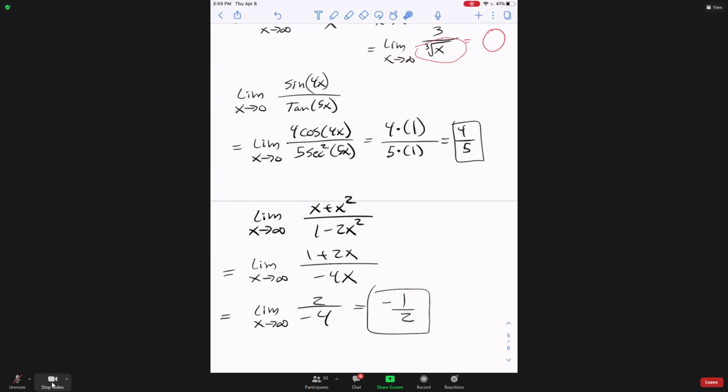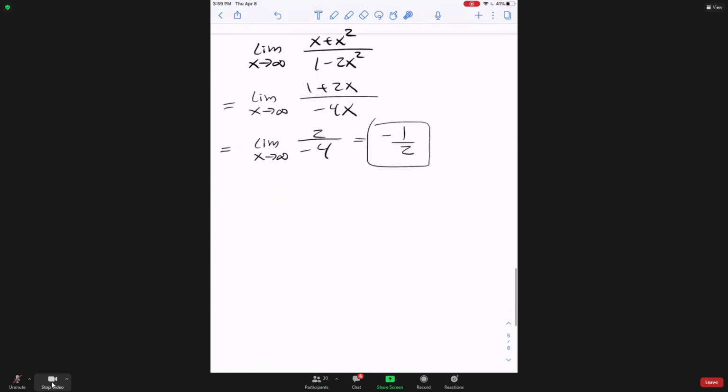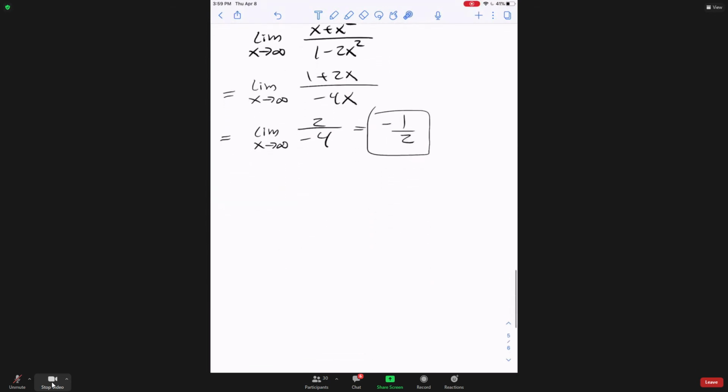All right, here's a good one. Okay, you guys do this one. Limit as x approaches 0 of x times 3 to the x divided by 3 to the x minus 1.